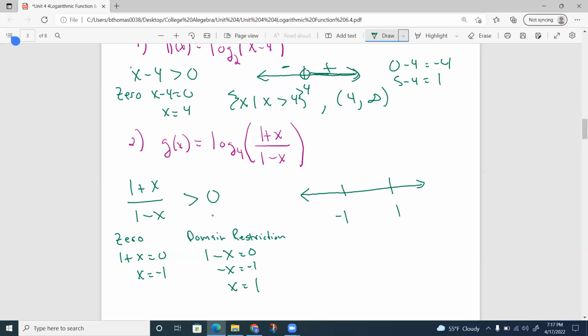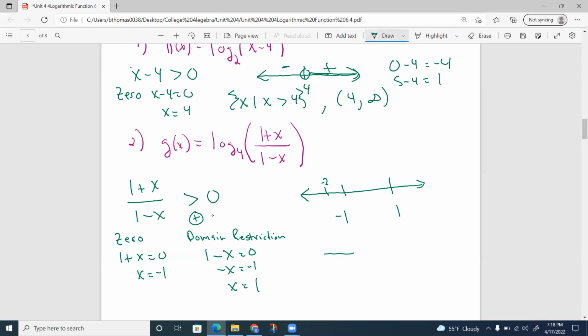And remember, greater than 0 means we're looking for a positive value here. We're looking where the interval is positive. So if I pick a number left of negative 1, say negative 2, that would be over here somewhere. If I test that, I didn't do that right. Let me try that again.